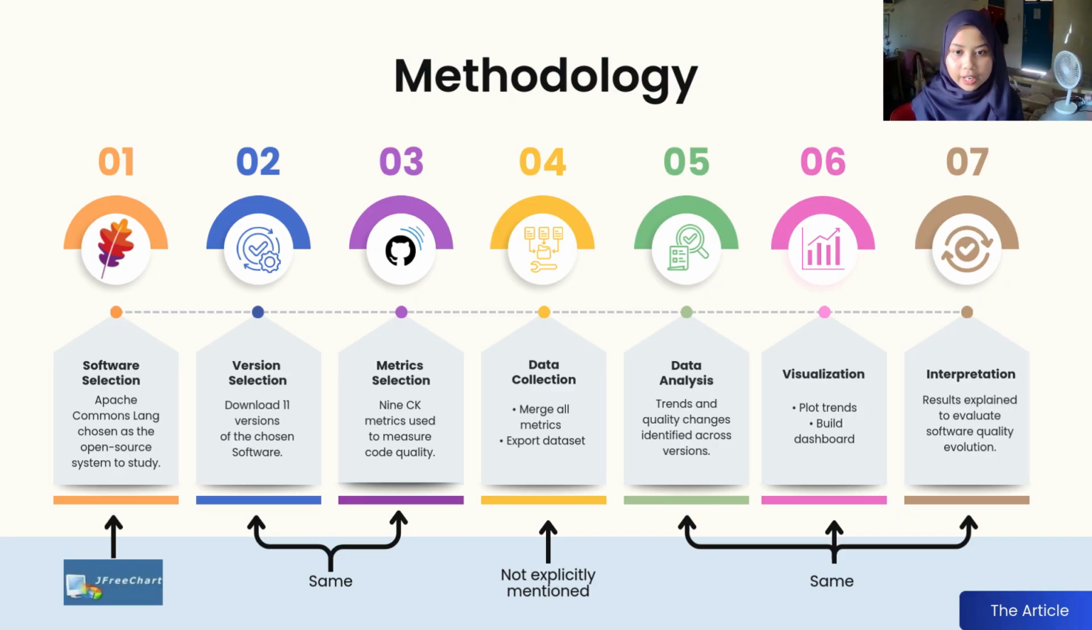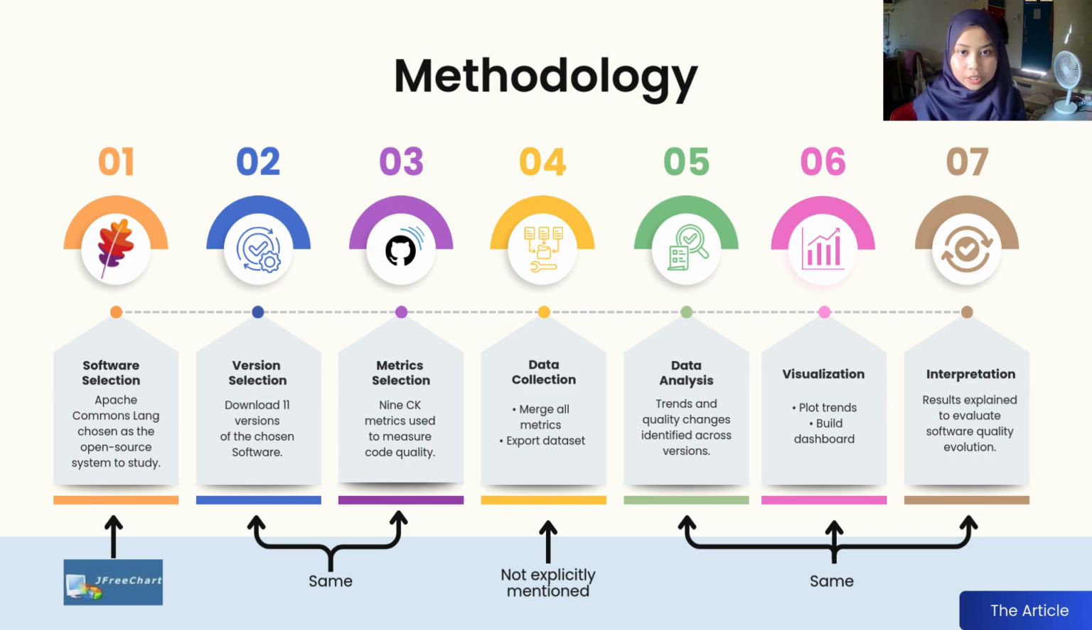Alright, so for the adaptive methodology, there are 7 phases in total. The first one is the software selection. In the article, they use JFeature while we are using the Apache Commons Lang because it is an open source system to study. And the second phase is the version selection. They are choosing 11 versions. So we are also downloading the 11 versions from the website.